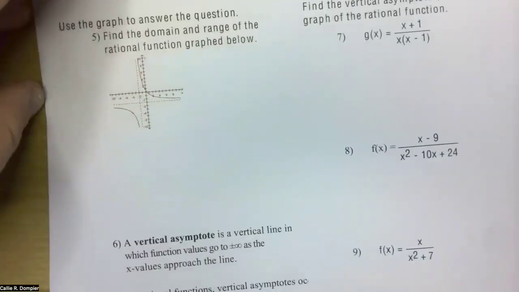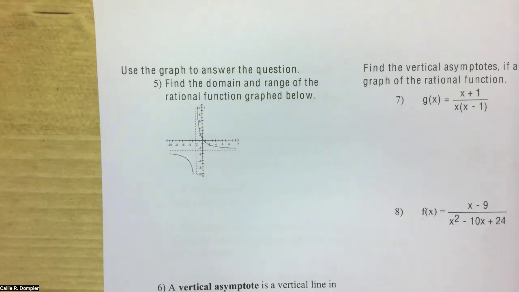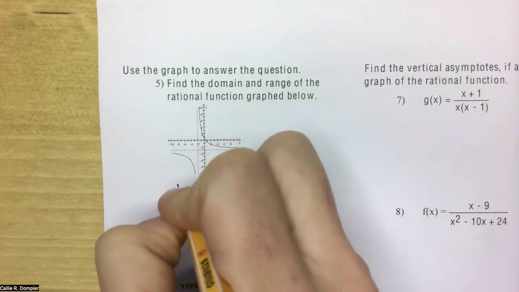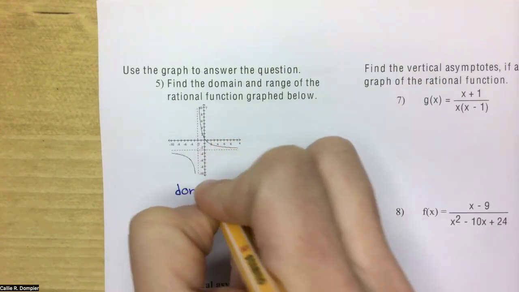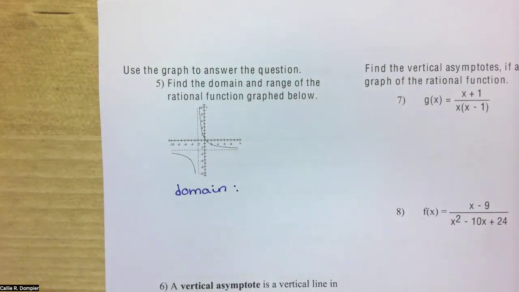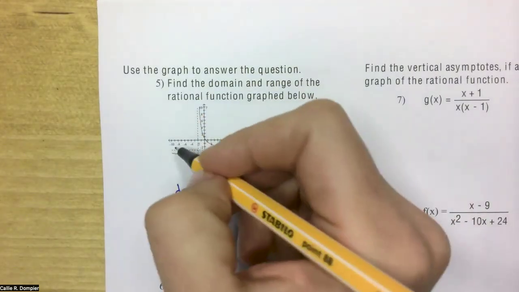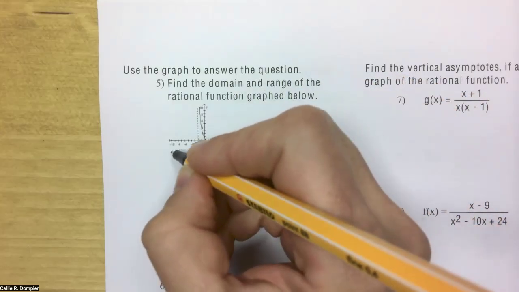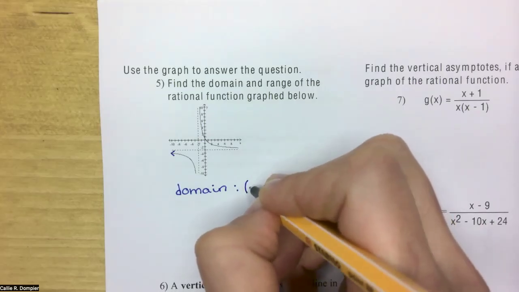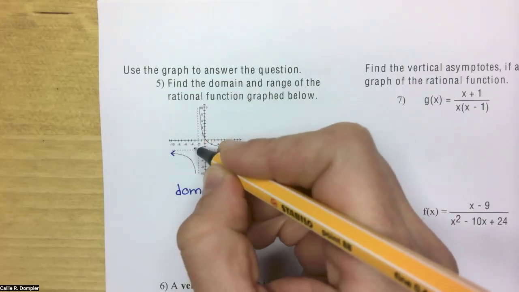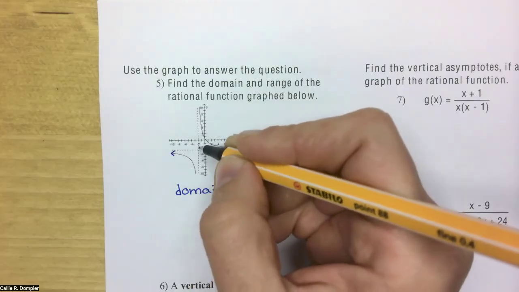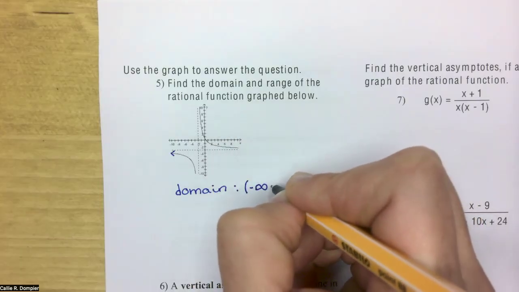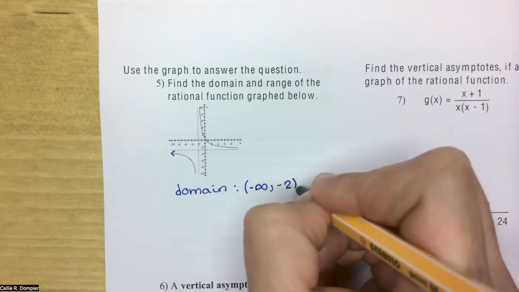For number 5, they're just giving us a picture, a tiny, tiny picture of the graph, and they're asking us what the domain and range of the function would be. Okay? So domain, remember, is all x values. We're going to start with -10, right? It looks like it's going infinitely in that direction because the graph just ends. So we're going to say it's from -infinity, and then it stops because there's an asymptote. Okay, it stops at -2. It does not include -2, right?